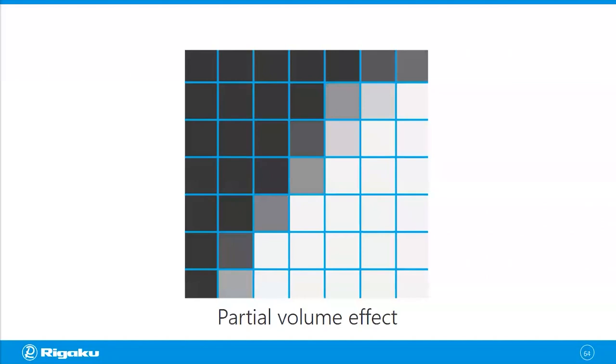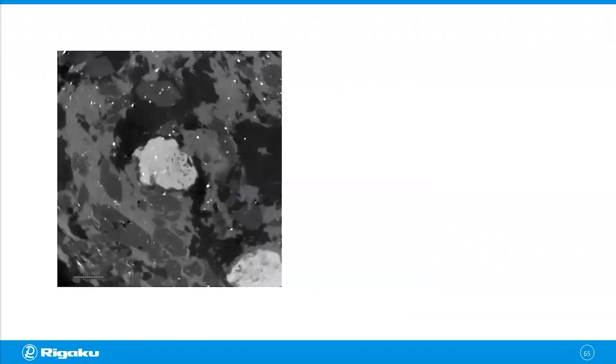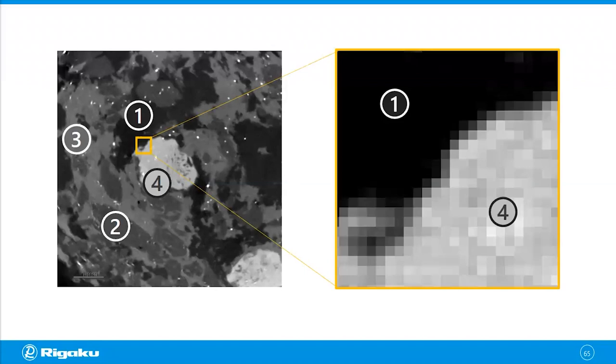Now, after observing this image with a limited size of voxel, you end up having the white phase, the black phase, and this artifact gray phase. And this is what we call the partial volume effect. Now, let's go back to the original image. So in this example, you can see at least four distinct gray levels. And let's zoom into the interface between phases one and four. There's nothing in between, but there are intermediate gray level pixels in between because of the partial volume effect.